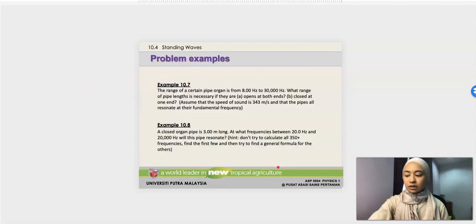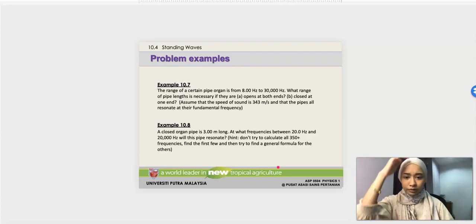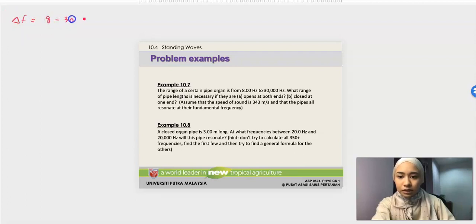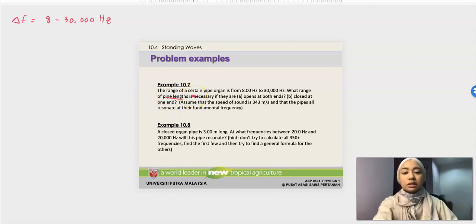Moving on, let's do our problem example. The range of a certain pipe organ is from 8 Hz to 30,000 Hz. So this is the range of frequency, from 8 to 30,000 Hz. What range of pipe lengths? That is, what is the range of pipe lengths? Meaning, your length is not fixed.